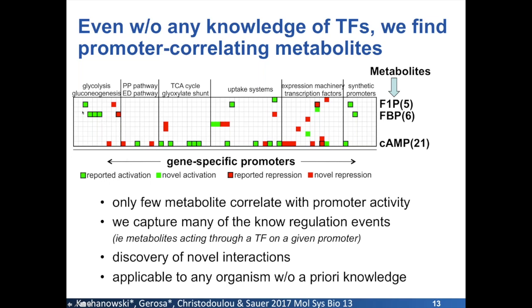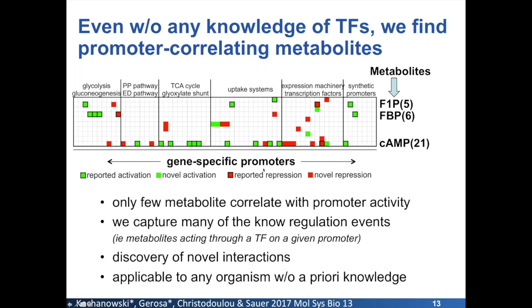And so the good correlation is sometimes positive when it's activating. So the green ones are when there's a positive correlation, when the more of a metabolite, the more expression is there. And the red ones would be repressive, the opposite effect. And everything that has these solid boxes were actually things that were known already. And the open box without the solid line are the ones that are now new discoveries.